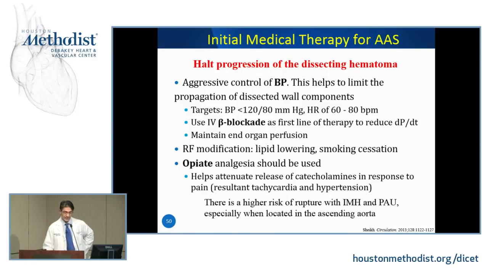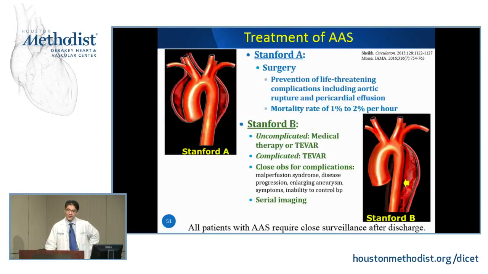And then, of course, risk factor modification. Treatment is simple. If it's Stanford A, they're going to surgery. That's the class 1 indication. They have some trials under way for stent grafts, but for boards, it's simple. Type A goes to surgery.